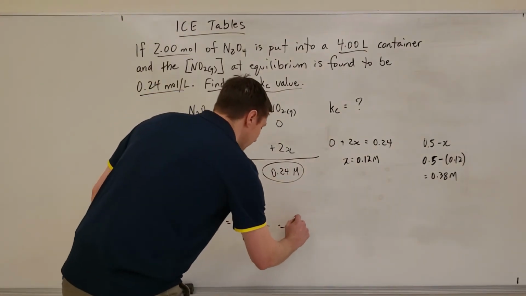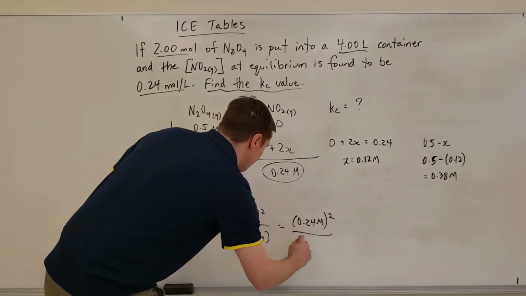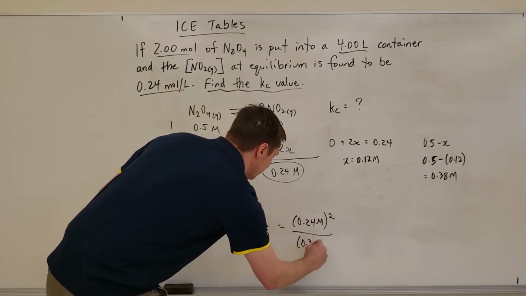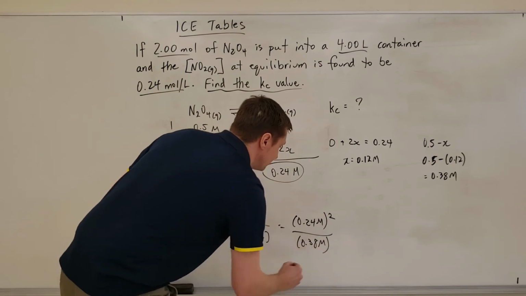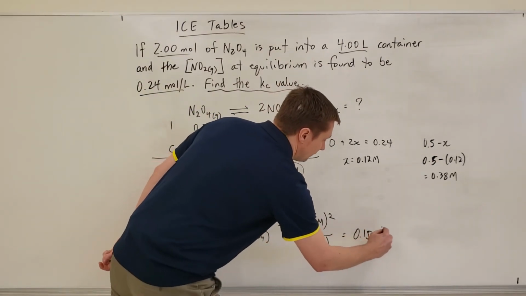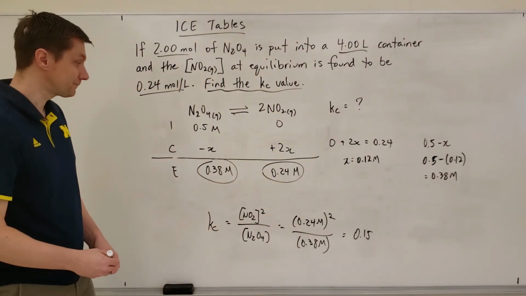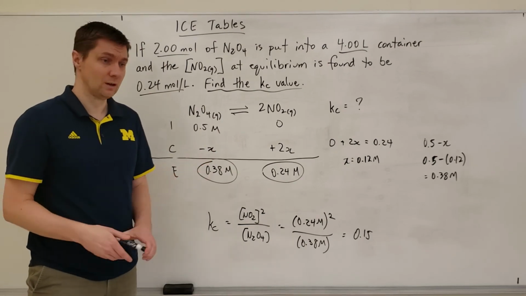So 0.24 moles per liter squared divided by 0.38 moles per liter, and I plug that into my calculator and you should get 0.15 for your Kc value. And that's how you do ICE tables.